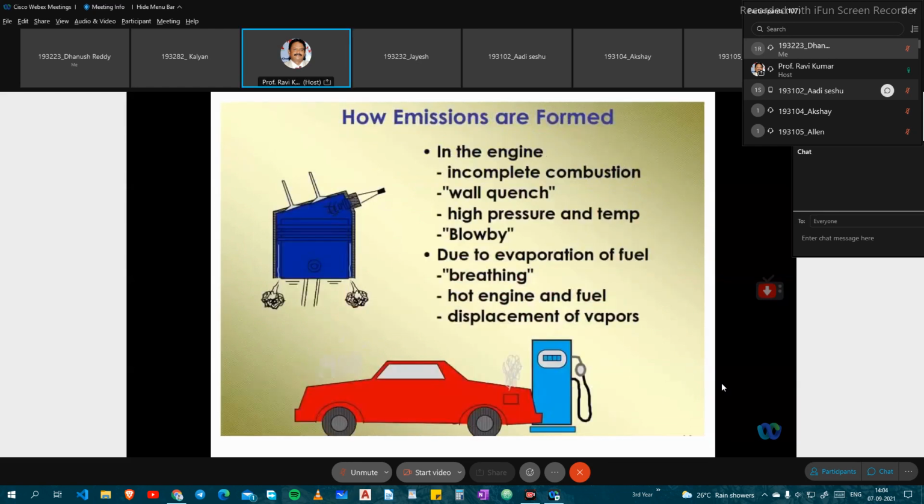Now you can see how the emissions are formed. In the engine: incomplete combustion, valve pinch, high pressure and temperature, blow-by, evaporation of fuel, breathing, hot engine, and fuel vapor displacement. These are how the emissions are formed in the internal combustion engine.